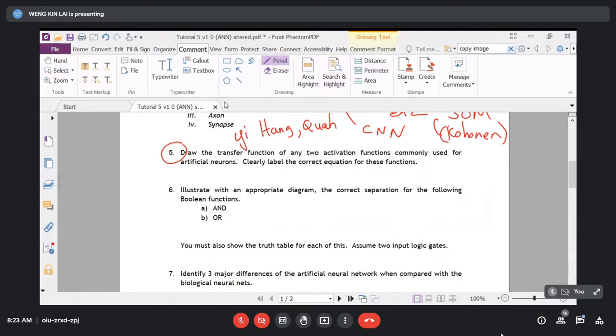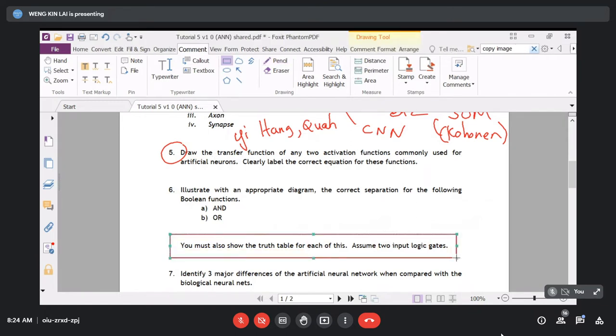Okay, question six now. Let's look at the first part. You're asked to illustrate, with an appropriate diagram, the correct separation for the following Boolean functions, the AND and the OR. Now this part here is just to guide you. Logically, if you're asked to draw the correct separation for the Boolean function, first of all, you need to consider, am I considering two, three, or N inputs? Four or five, whatever it is.